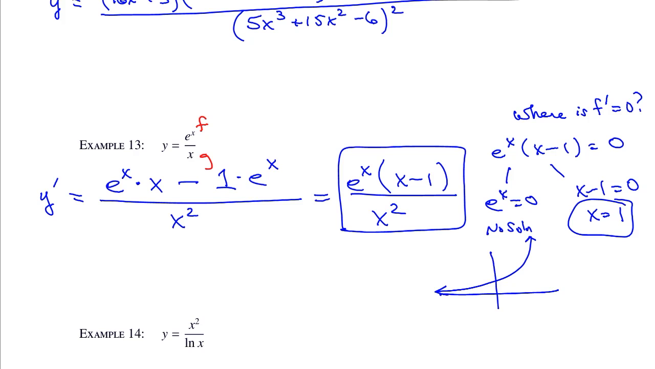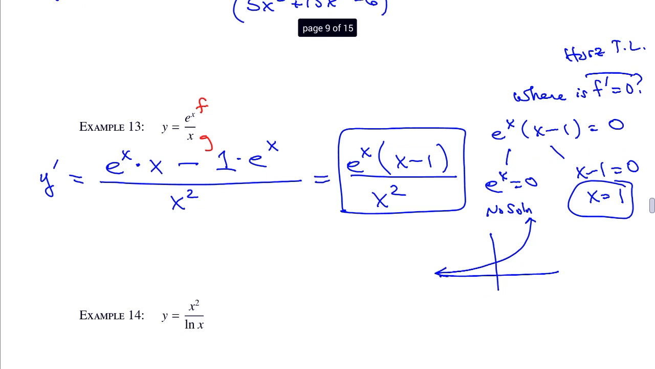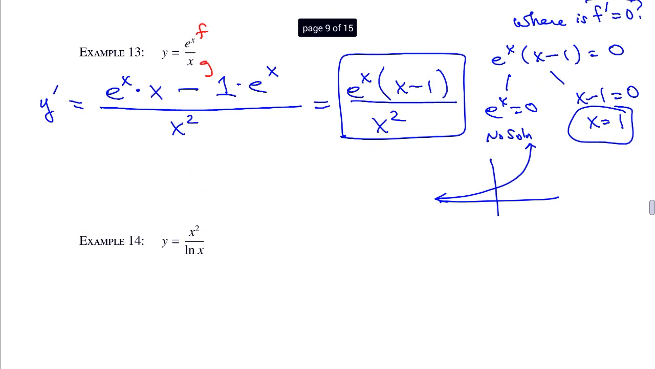They can ask you that question in other forms too, right? Since the derivative is equal to 0, and the derivative is the slope of the tangent line, if the slope of the tangent line is 0, that's a horizontal tangent line. All right? So that's the same as horizontal tangent line. All right, go ahead and do example 14 with your partner.